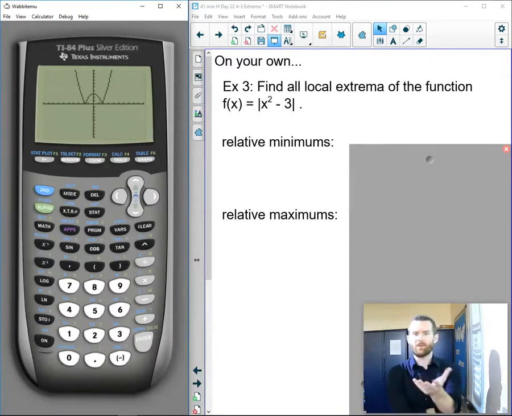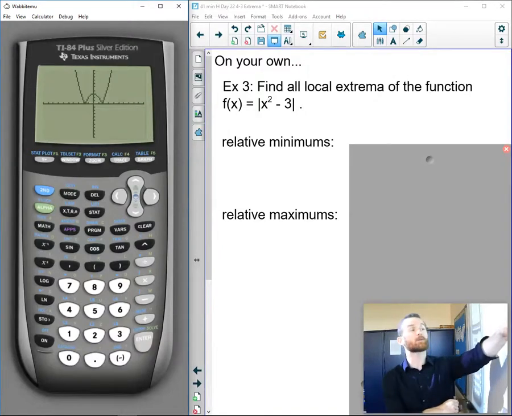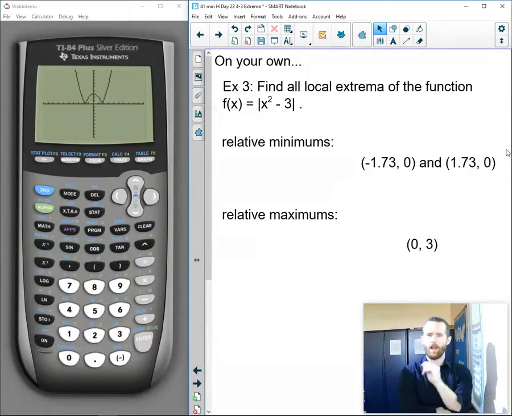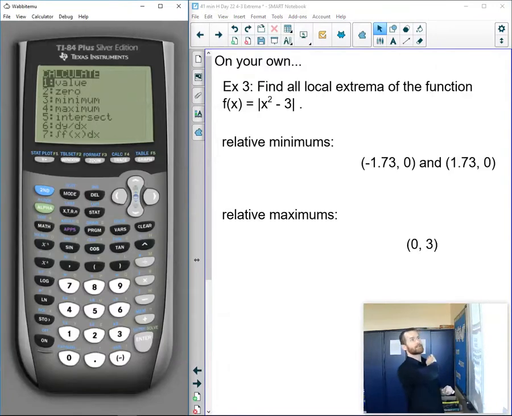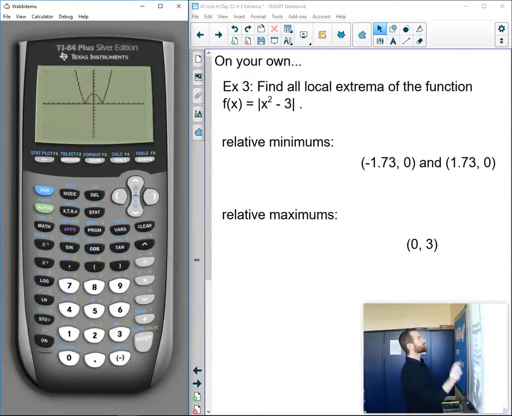But to find the relative maximums and minimums, we can just use the graphing calculator. So in case anyone just wants to check their answers, there they are. I got negative 1.730 and 1.730 for the relative minimums and 0.3 for the relative maximums. Now I'm going to take a couple minutes and just show you how I got those answers in case anyone wants to see how they got the answers. I go to second, calculate. Let's do the minimums first. I'm going to hit 3 for minimum.